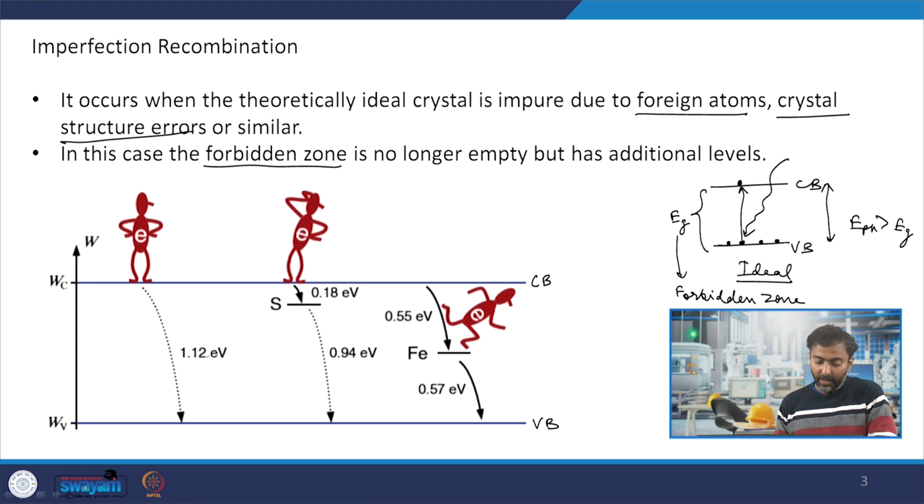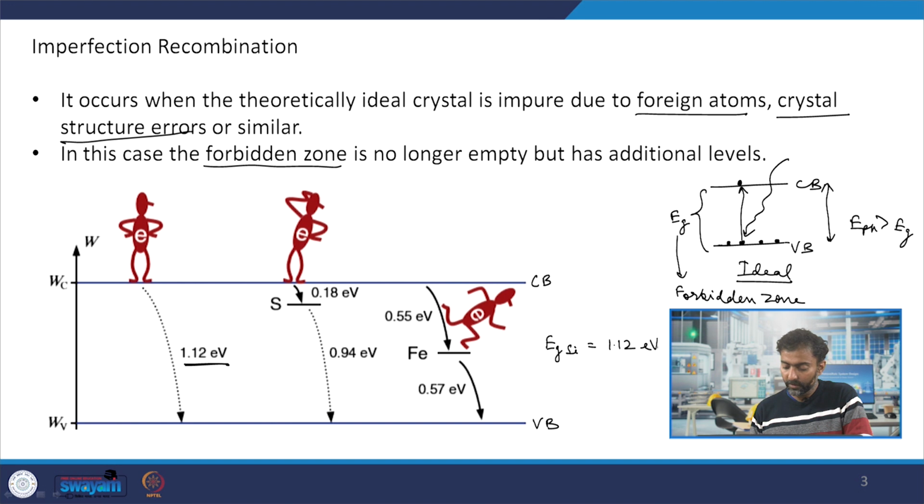And as we know, the band gap of silicon is this value, 1.12 electron volt. So the Eg or band gap for silicon is well known to be 1.12 electron volt. We will be using this number again and again. So it is always good to keep this in mind, that when we talk about silicon, the band gap is 1.12 electron volt.